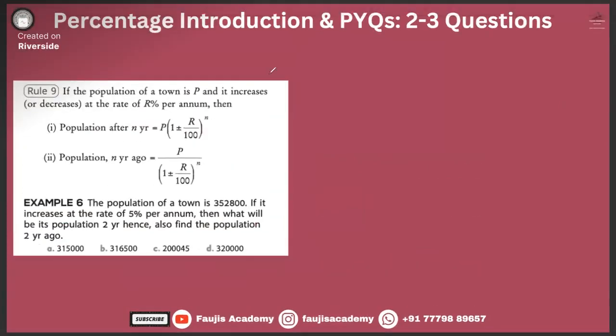If the population of a town P is increased or decreased at the rate of R%, then the population after n years and the population n years ago are given by this formula. Population after n years is given by P times (1 plus or minus R by 100) raised to the power n, and population n years ago is given by P divided by (1 plus or minus R by 100) raised to the power n.